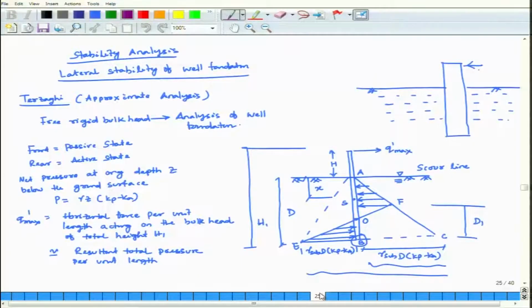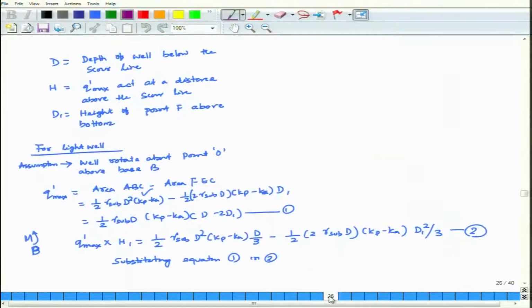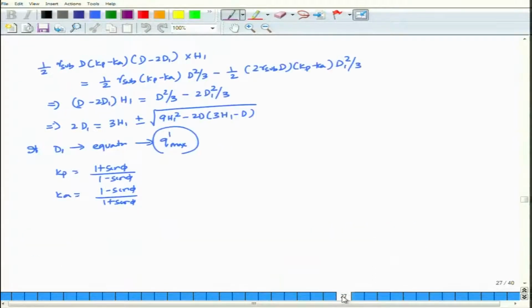Last class I covered stability analysis. In stability analysis, the major part of the stability is the lateral stability analysis. There are two cases, one is the light well, the other is the heavy well. In light well, Terzaghi has given one approximate analysis. Free rigid bulkhead analysis has been taken for the analysis of well foundation of light well. Then the derivation has been made and we got the total D1. Once you know the D1 value, other parameters we can get.